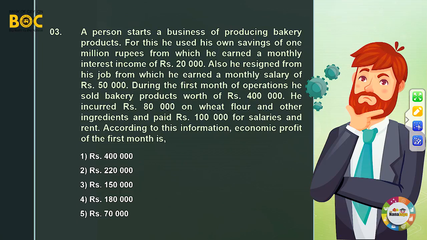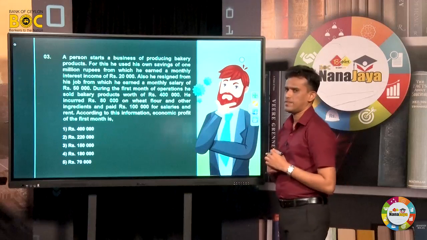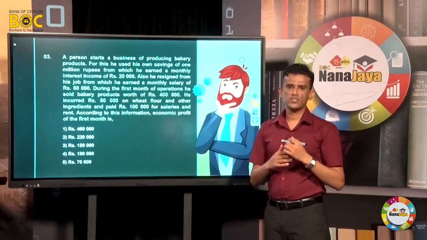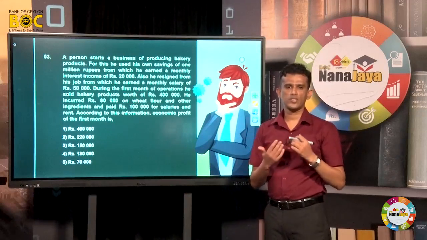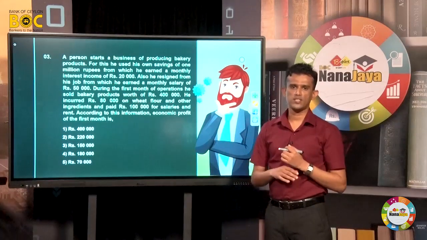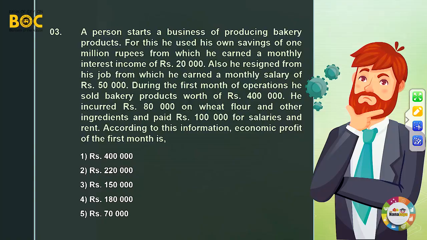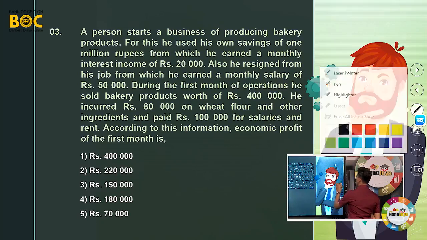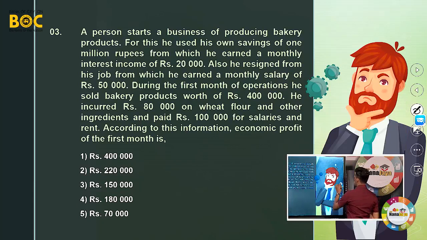As a result of starting this business activity, the production activity, the owner loses the opportunity of earning an interest income of 20,000 by using his own financial capital. Therefore, we should treat this 20,000 as an implicit cost.